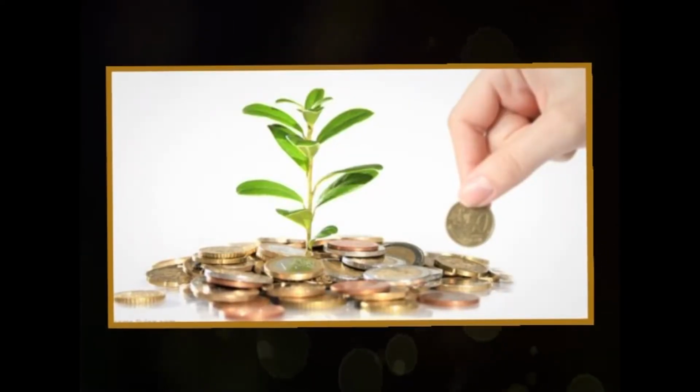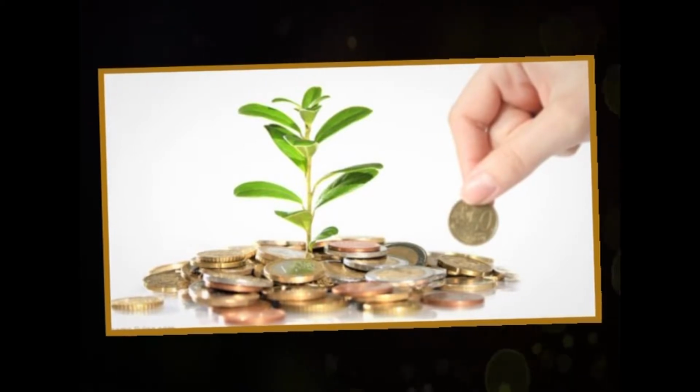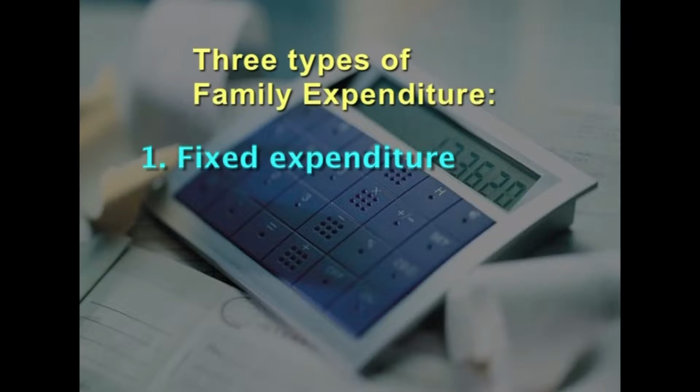Money spent for the fulfillment of family goals and requirements is known as expenditure, which depends upon the capacity of family members to earn money and their real and psychic income. Family expenditure is actually of three types. The first one is fixed expenditure. This is a fixed expenditure and no reduction is possible in it. For example, house rent, school fee, pay of the servant, etc.